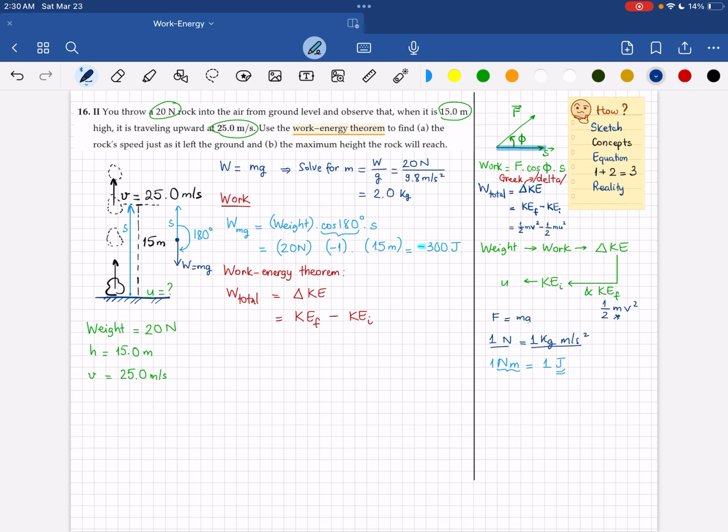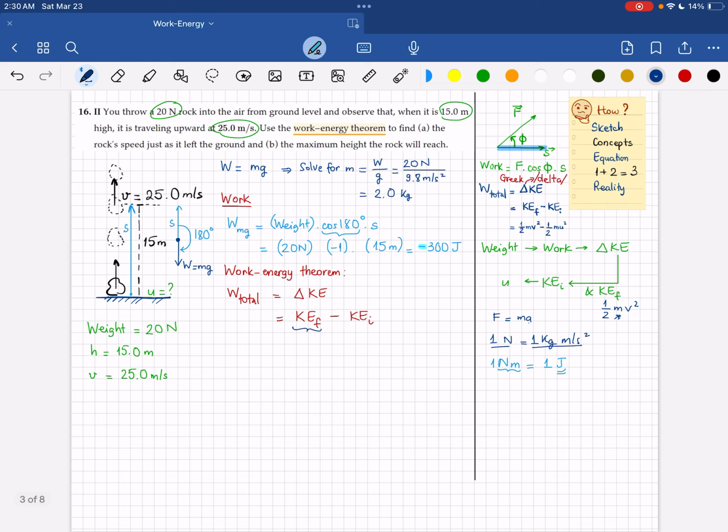Okay, so now we need to find the final, then we can solve for this one. So the final kinetic energy will be 1/2 of the mass times v squared minus 1/2 of the mass times u squared, which equals the work done by the weight mg here.